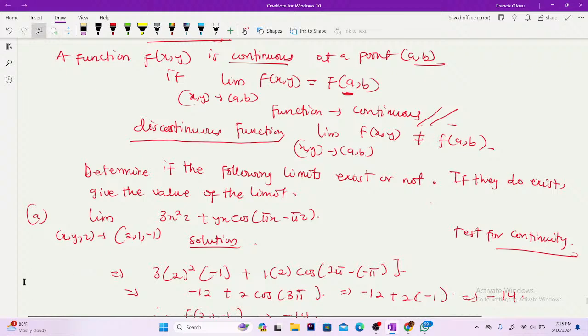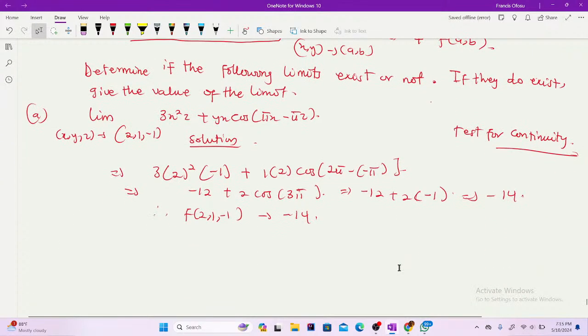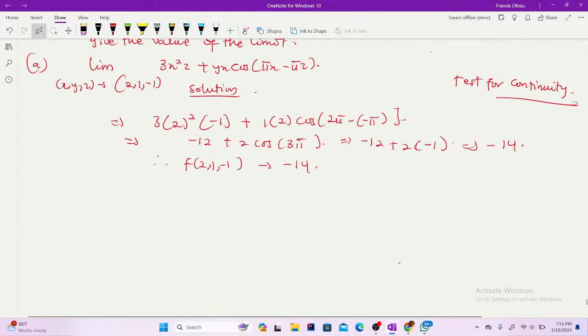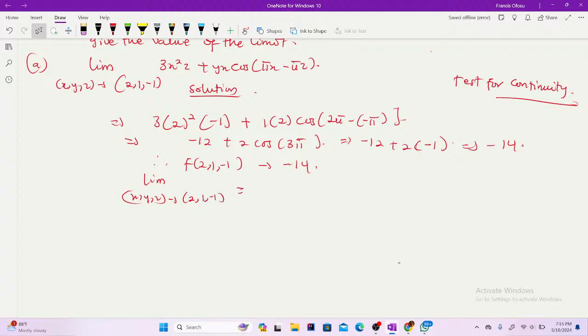So in this sense, straight away we see that our limit as x, y, and z approaches 2, 1, negative 1 is simply equal to the function f of x, y, z. I don't want to repeat this whole long thing. It's giving us negative 14, and we're done. That is all. So first of all, the limit exists, and it is equal to negative 14.